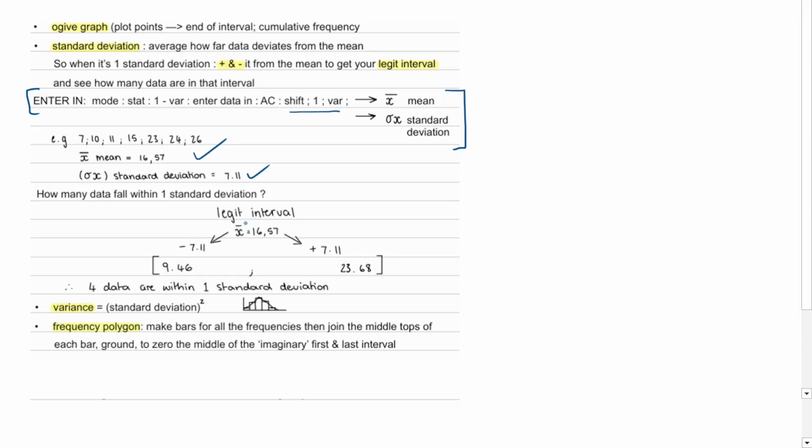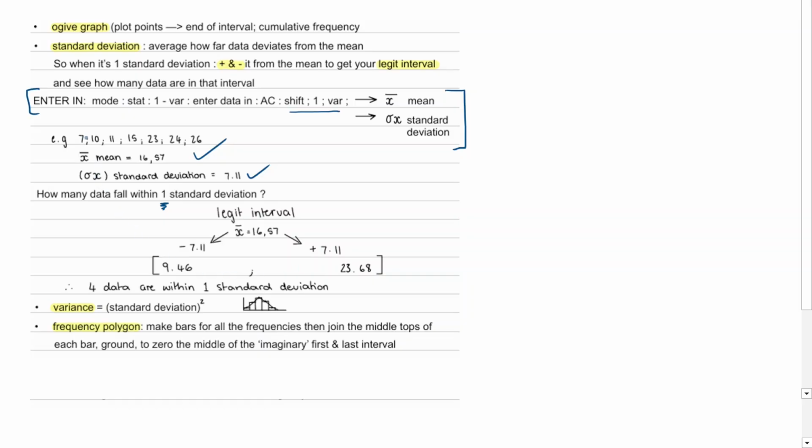And then, like I said, a typical question would say how many data fall within one standard deviation, and so you take your mean and you add the standard deviation and you minus it. If they said 2 standard deviations, you just double this answer and plus it and minus it. What I have here from 9.46 to 23.68 is my legit interval. That's where data does fall within one standard deviation.